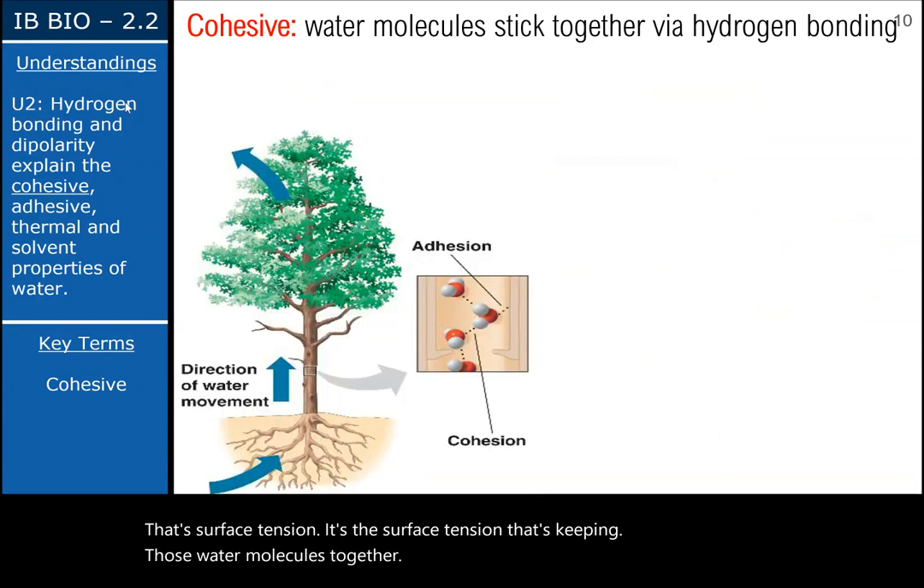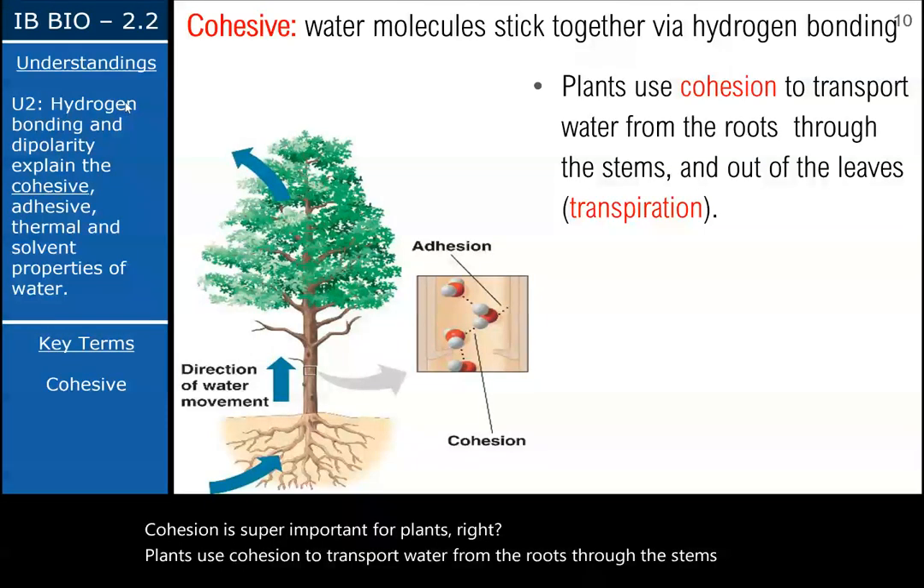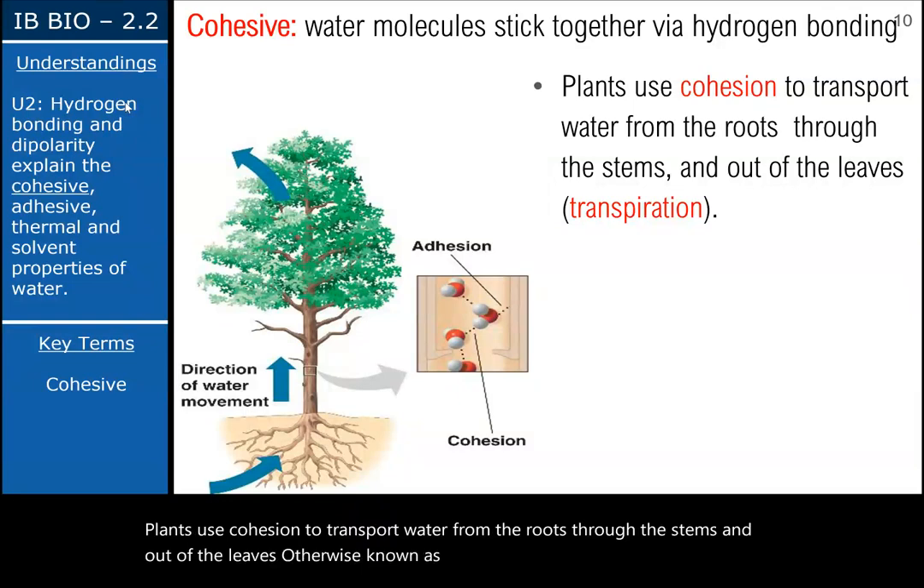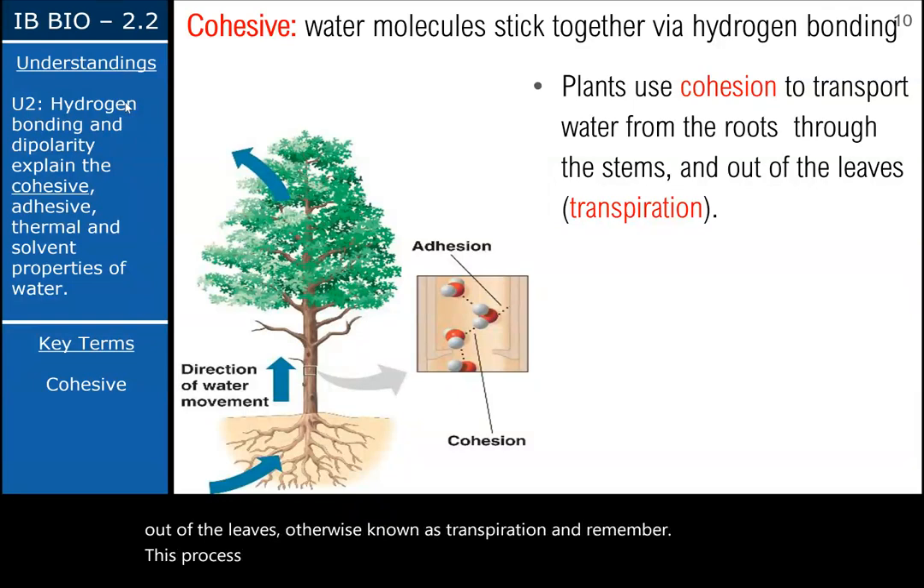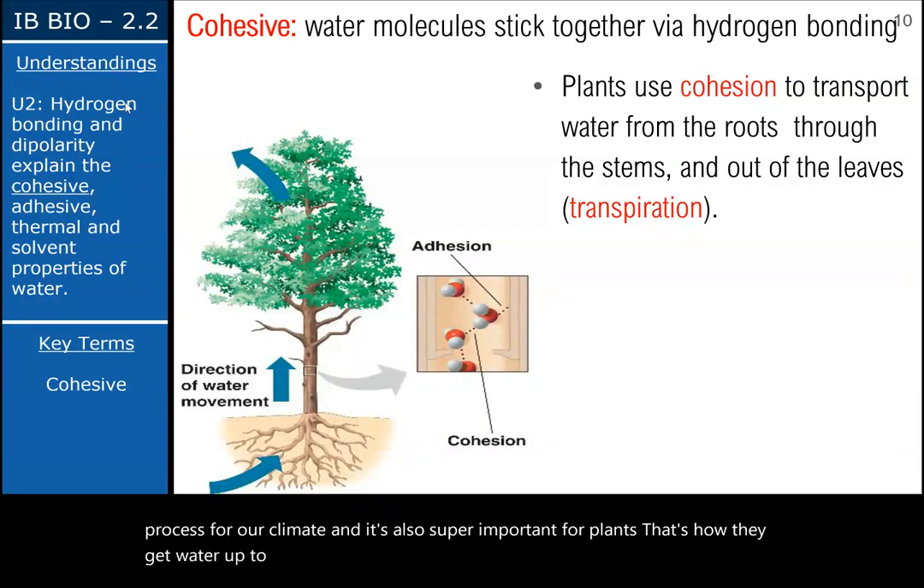Now, cohesion is super important for plants, right? Plants use cohesion to transport water from the roots through the stems and out of the leaves, otherwise known as transpiration. And remember, this process is why we have lots of humidity in the air. This is a really important process for our climate, and it's also super important for plants. That's how they get water up to their leaves for photosynthesis so that they can give us the oxygen that we breathe. Bringing it full circle, because plants are awesome.